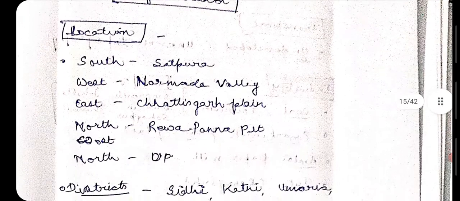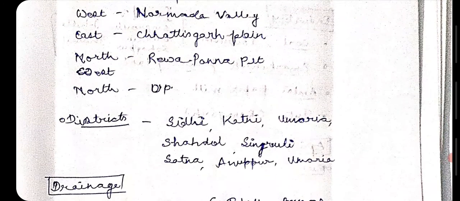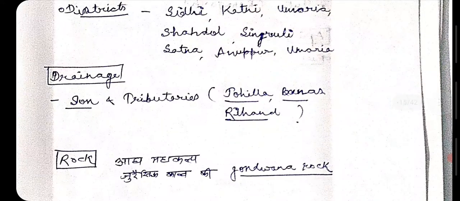Baghelkhand, its location: in its south is Satpura, in its west is Narmada Valley, in its east is Chhattisgarh Plain, in its northwest is Riva Panna Plateau, and in its north is UP. Districts in Baghelkhand Plateau or Eastern Plateau: Sidhi, Katni, Umaria, Shahdol, Singrauli, Satna, Anuppur. Drainage: Son and its tributaries.